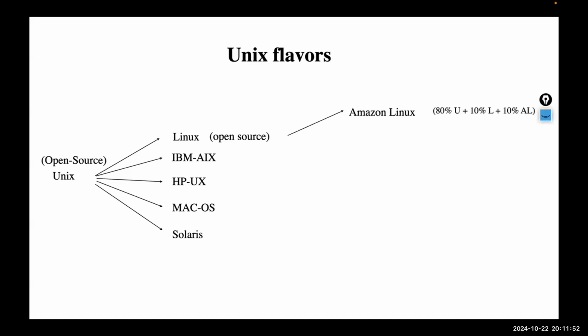Here I have kept some of the data: 80% of Amazon Linux belongs to Unix, with 10% Linux changes, and on top of that, 10% minor changes added by the Amazon company. Overall they call it the Amazon Linux operating system. And the Red Hat company also added their flavors on top of the Linux code changes. Then they named it RHEL, Red Hat Enterprise Linux operating system.